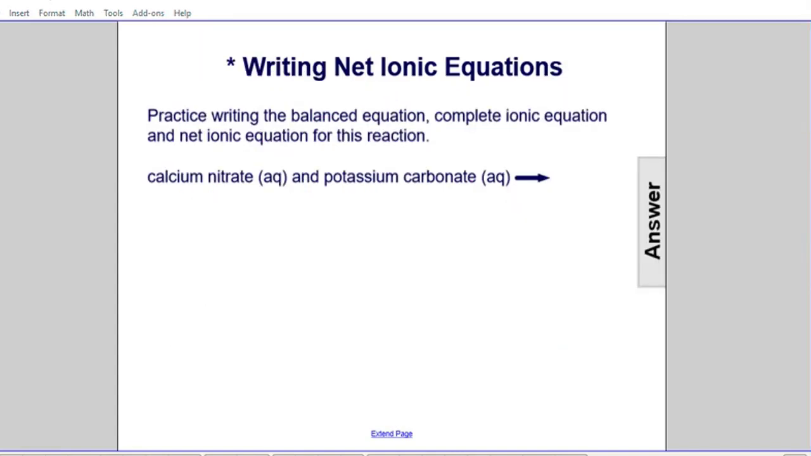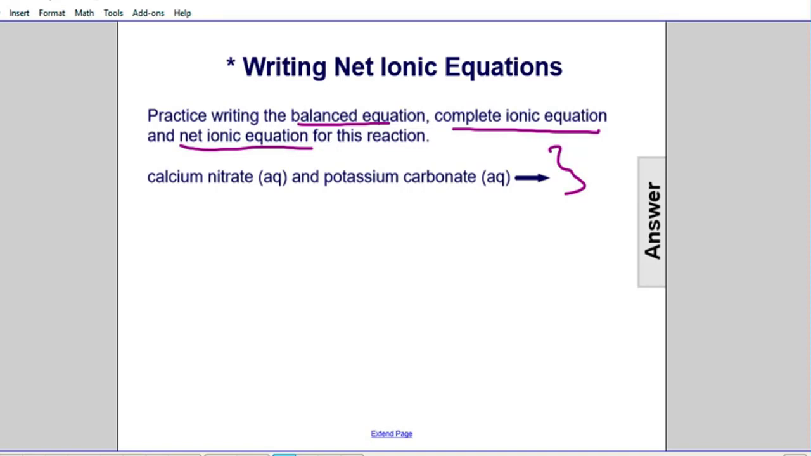Your turn now, either at your desk with a piece of paper or on the smart board. Practice writing a balanced equation. We're going to do 2 of these, and I'm going to want a balanced equation, a complete ionic equation, and a net ionic equation for the reaction right here. Okay, calcium nitrate plus potassium carbonate. So go ahead and pause this video and try working it out. Remember, we're going to want 3 equations.